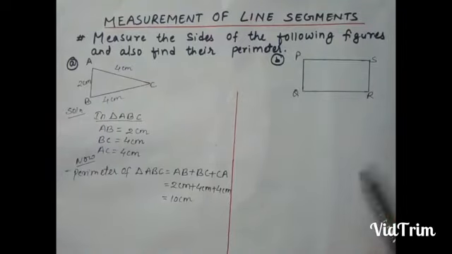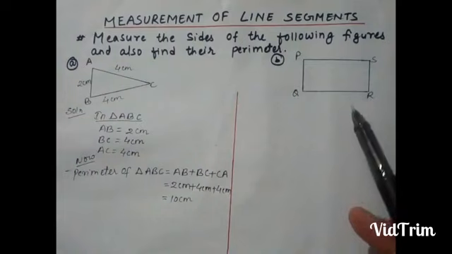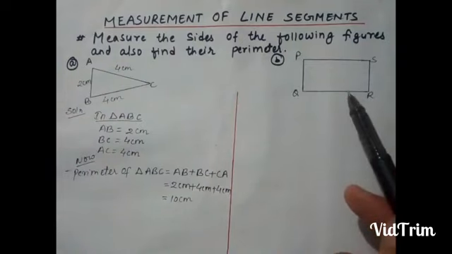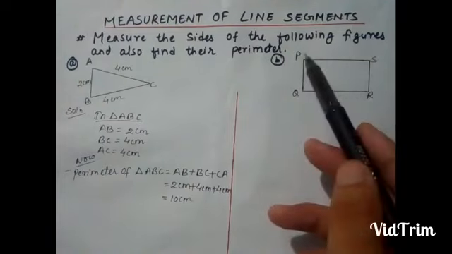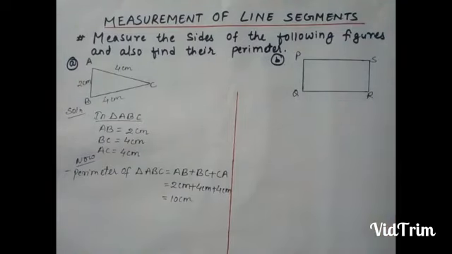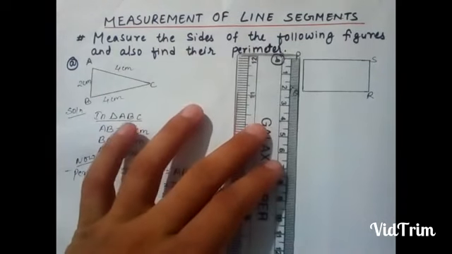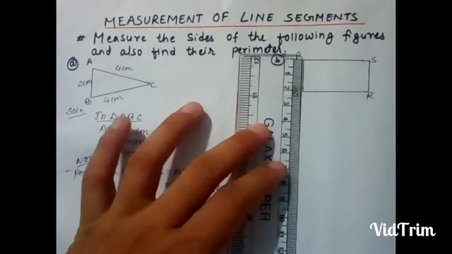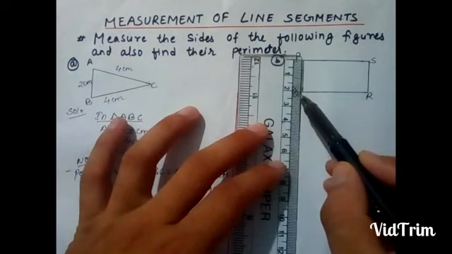Question number B. As you can see, question number B is the polygon whose special name is quadrilateral, because it has 4 sides, 1 2 3 4. So let's first measure the sides. I would like to begin from PQ. So students, as you can see, the length of PQ is exactly 2 centimeter.